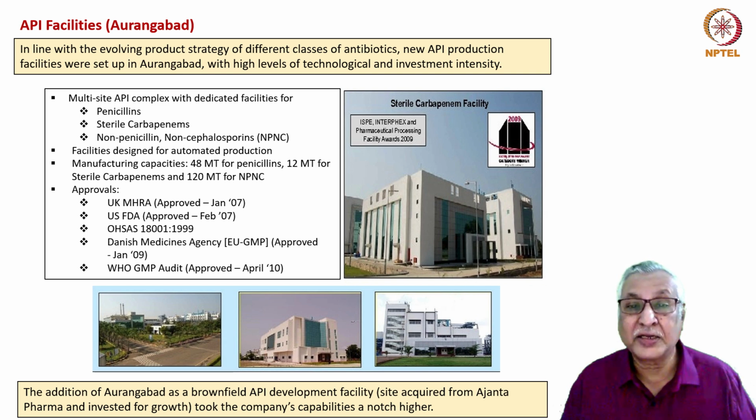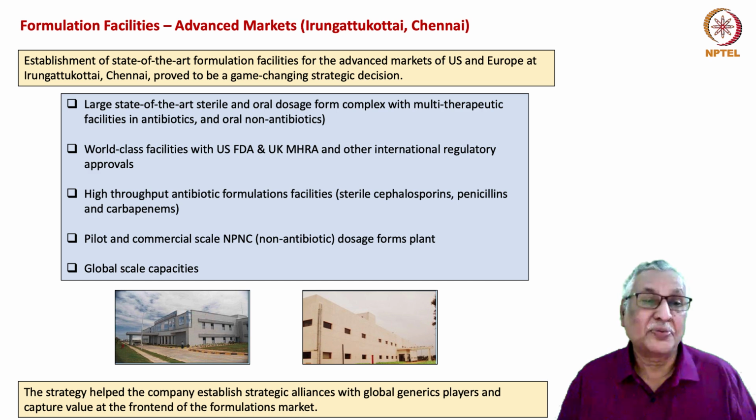Manufacturing capacities were high for those kinds of product clusters. And again, US and UK regulatory approvals were important aspects for those facilities becoming recognized the world over. The addition of Aurangabad as a brownfield API development facility took the company's capabilities a notch higher without any doubt. These two API facilities, one at Alattur and one at Aurangabad, supported the formulations facility near Chennai.